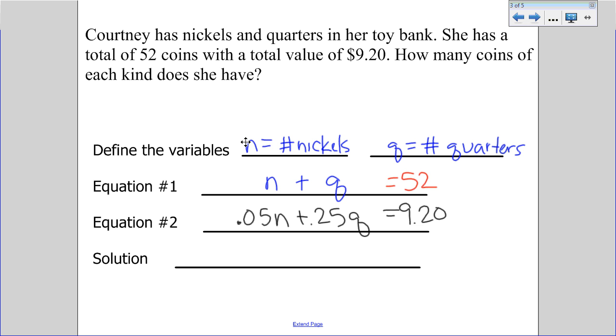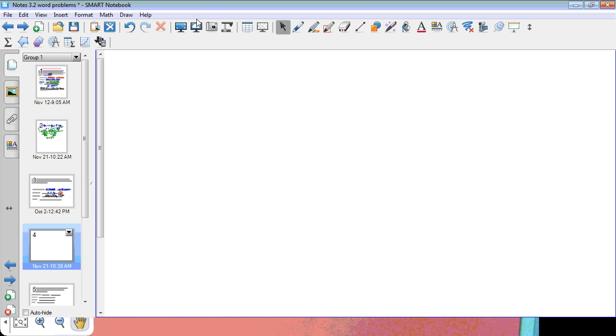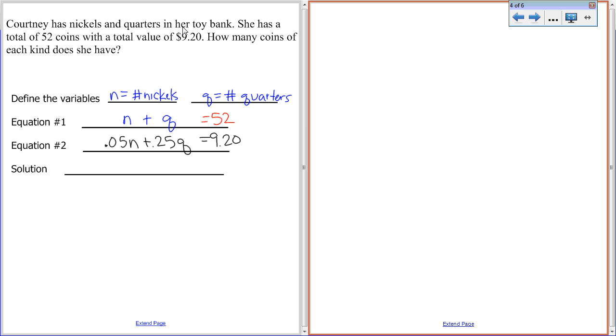So how do we want to solve this one? Once again, could we use either method? Some people say substitution. I like elimination. That's the one I like. I don't know why, I just really like elimination. But you can use either one. I will do substitution for this one, just so we can have a recall of what substitution looks like.